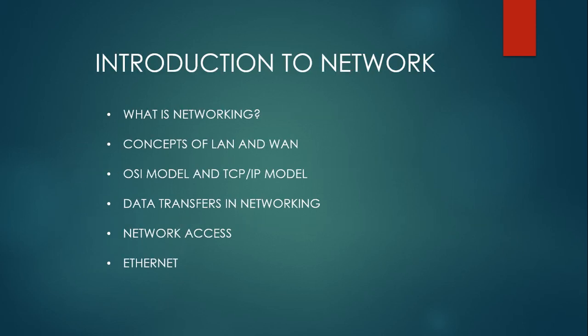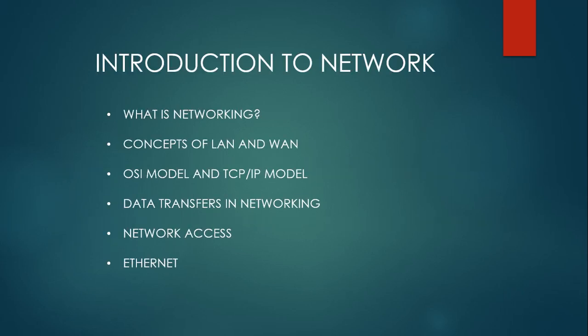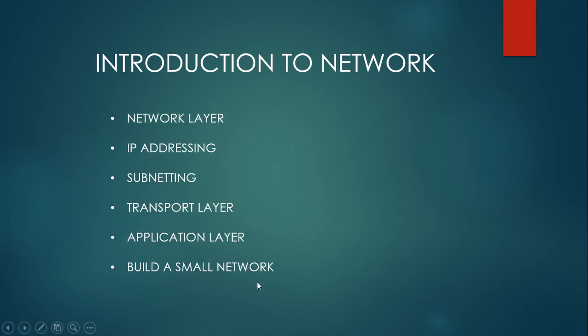So this course is divided in three parts: Introduction to Networks, SRWE, and ENSA. We'll have a look at Introduction to Networks. In this unit, or we can say a chapter, there are some units. What is networking, which consists of LAN and WAN. Then we'll have a look at the OSI model and TCP/IP model. Then data transfers and networking, data encapsulation and something more, and network access. After that, Ethernet, network layer, IP addressing, subnetting, transport layer, application layer, and finally we'll build a small network.